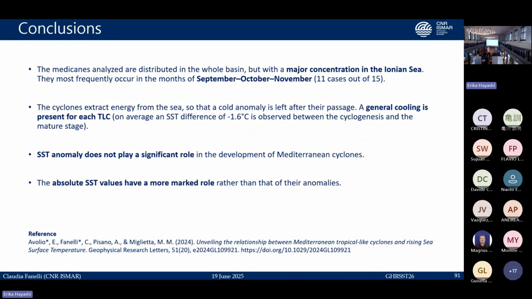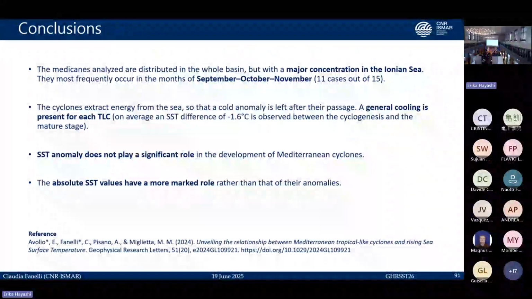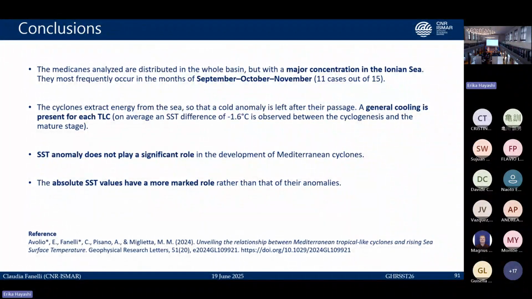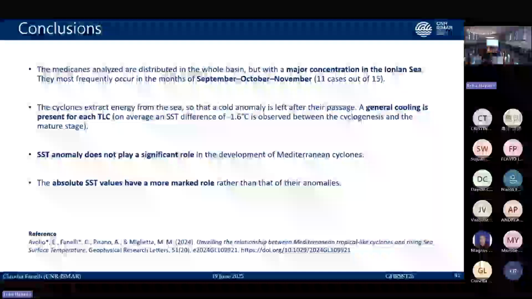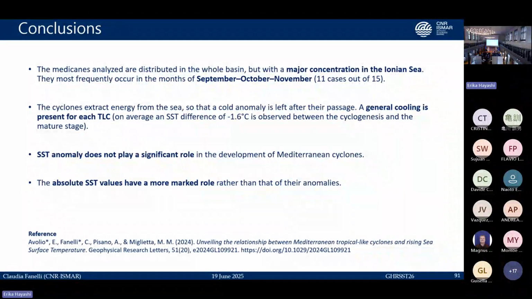But we have to be very careful when we say that a positive anomaly is needed to generate these events, because if we consider the detrended climatology, as I was saying, this is not true. It's actually true the opposite. But the absolute value actually has a more marked role, because as we've seen, in all of the cases except Ilona, we have an above average SST value with respect to the monthly average of the basin.